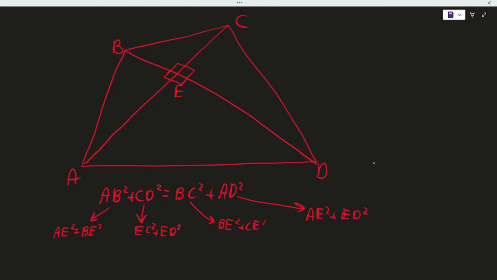This lemma is also correct in reverse. If we have this condition, this means that these diagonals will be perpendicular to each other. You can try to prove this reverse order at home, and if you have any questions, write in the comments.